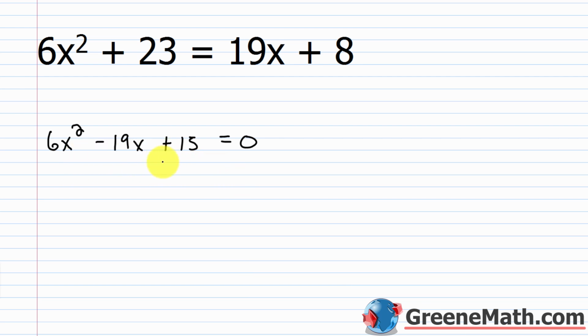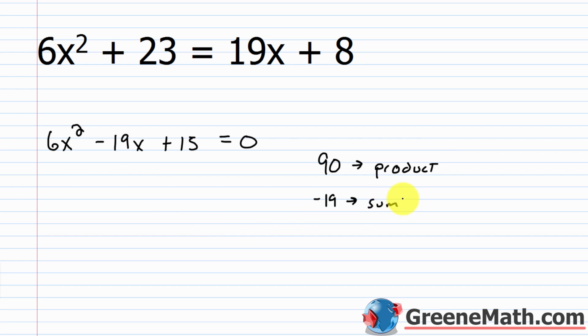Now this one's a little bit more difficult to factor because the coefficient on the squared variable is not 1. So I taught you in a previous lesson how to factor these. You can use reverse FOIL, or you can use kind of factoring by grouping. I like to use factoring by grouping, so let's go ahead and do that. So I want two integers whose product is 6 times 15 or 90, and whose sum is negative 19.